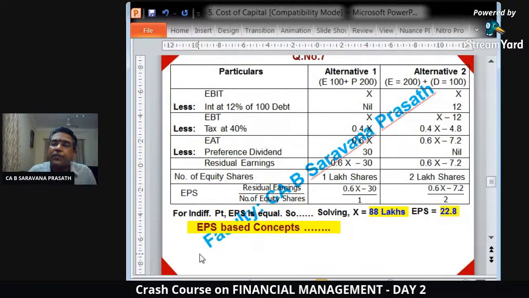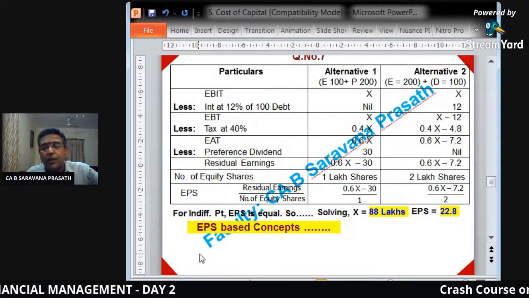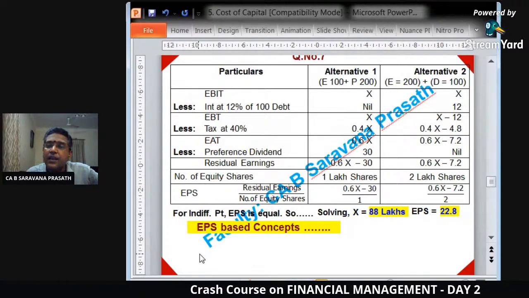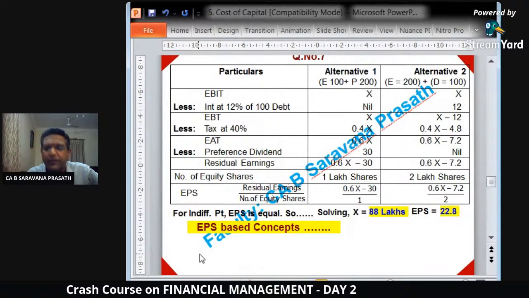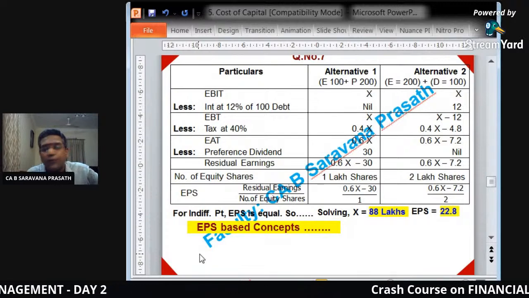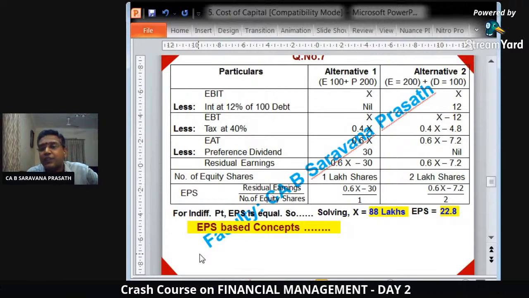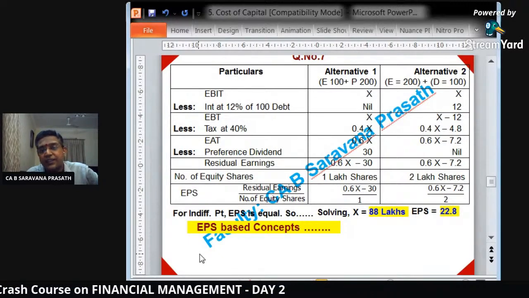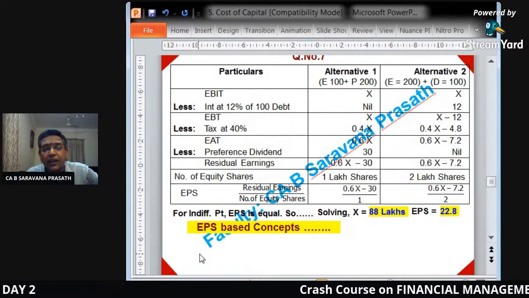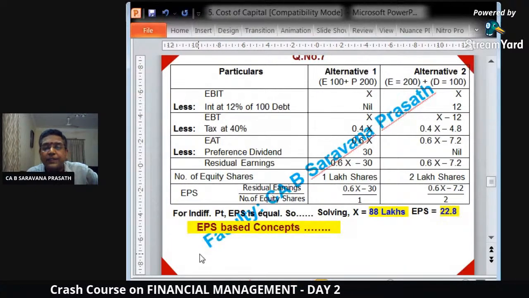So the first alternative of funding is equity 100, preference 200. Second alternative, equity 200, debt 100. In both cases, starting point, let EBIT be X. Interest: in the first case there is no debt, therefore no interest. Second case, it is 12. EBT is X and X minus 12. On that, 40% tax, we have to write that properly and carefully. And we should be even more careful in subtracting and writing EAT: 0.6X and 0.6X minus 7.2.